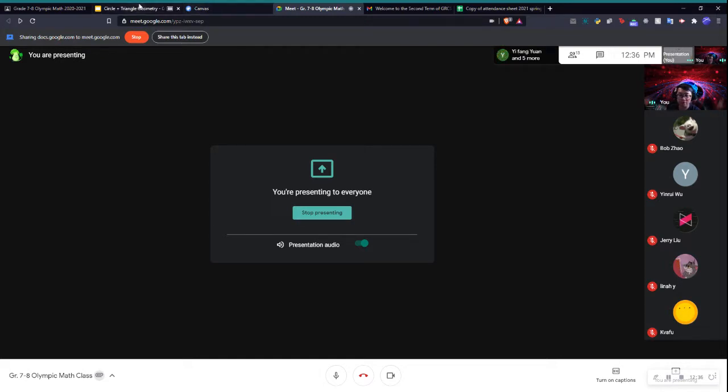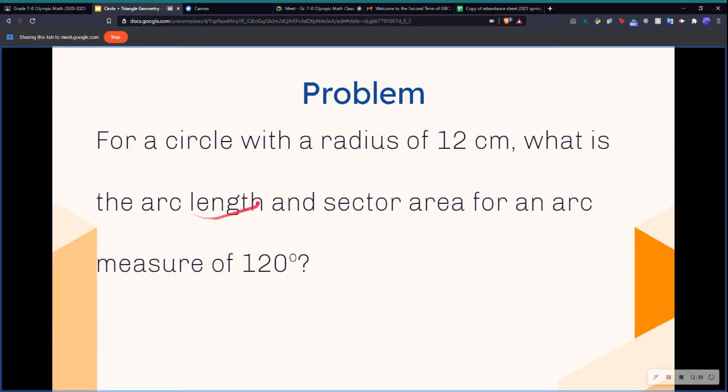Does anyone have an answer so far for these two questions? For arc length and sector area.